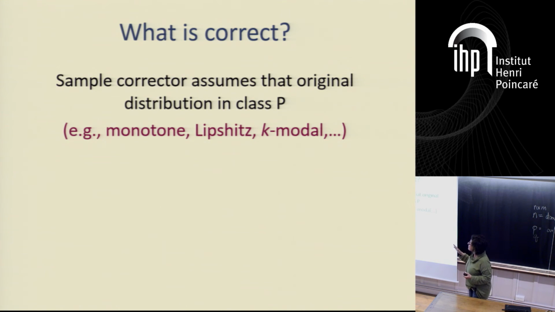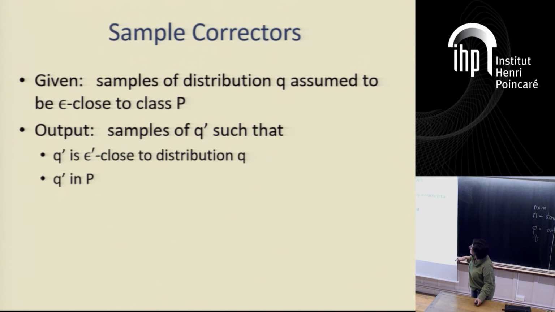So we're going to assume the original distribution was in some class P, and the sample corrector is going to be defined with respect to that class P. P could be monotone, Lipschitz, k-modal, whatever you pick. And what you're supposed to do is, given a distribution Q that you're promised is epsilon close to being in class P, output samples of a new distribution, Q prime, that is in this class P. Of course that's trivial, but it should also be close to Q. You can always pick your favorite distribution in P and output that, but it should also be close to your original data. So Q prime is in P and also epsilon prime close to Q.